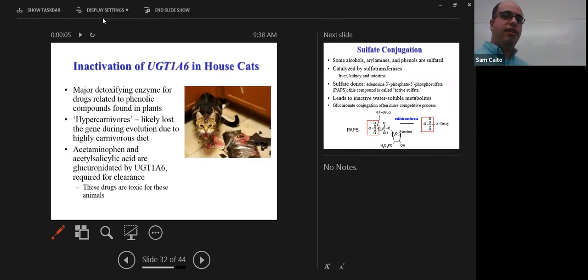One little interesting thing about UGTs is that in house cats, UGT1A6 is the major detoxifying enzyme for drugs related to phenolic compounds that are found in plants. And so hypercarnivores, which don't eat plants at all, likely lost these genes during evolution due to their highly carnivorous diet. And so drugs that are related to these compounds are very toxic to them. So there are reasons in veterinary medicine why you'd never give acetaminophen or acetylsalicylic acid to cats or dogs or any other hypercarnivore, which are very toxic and, of course, would not be doing what you think it should be doing to the cat.